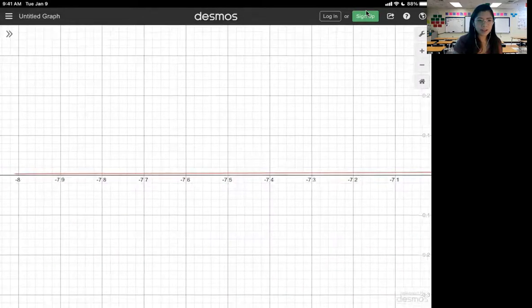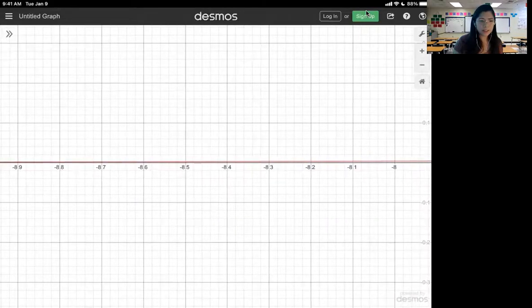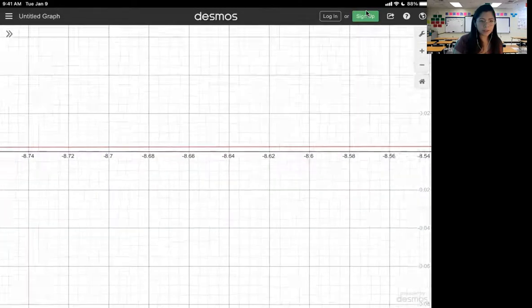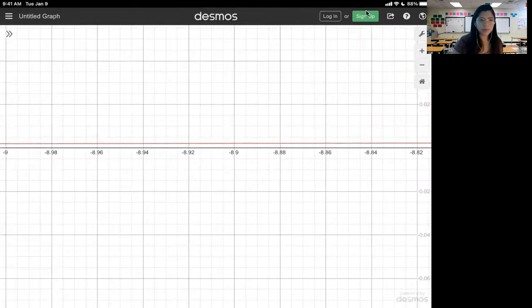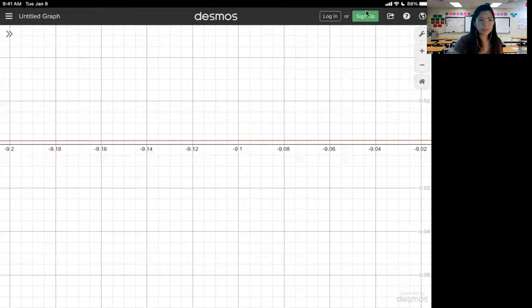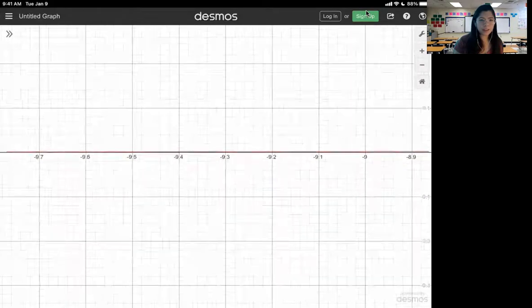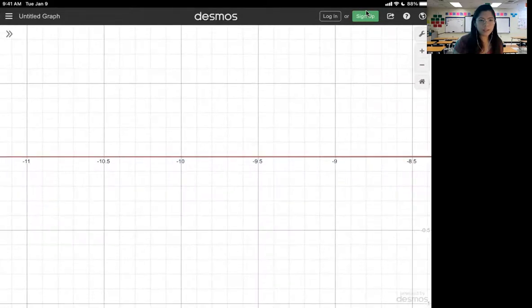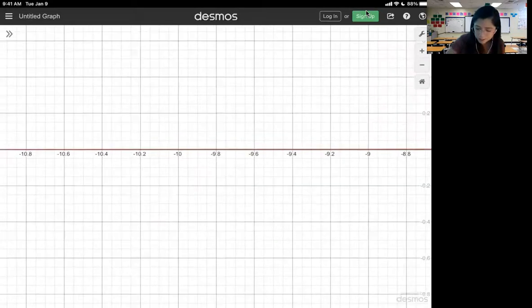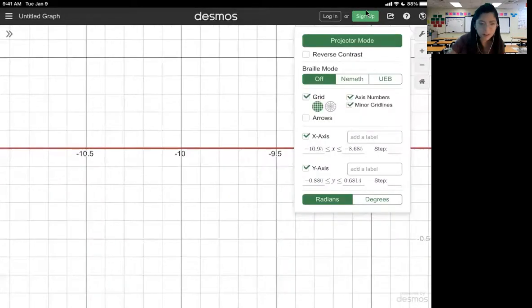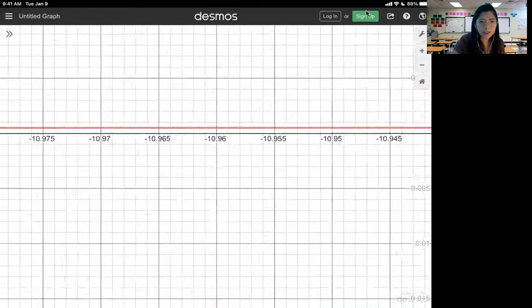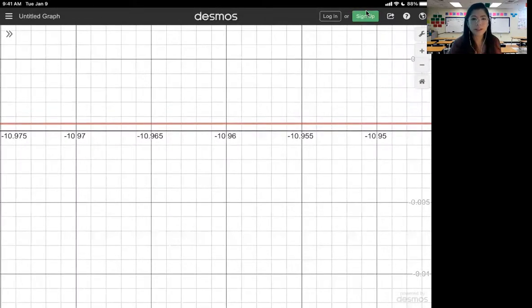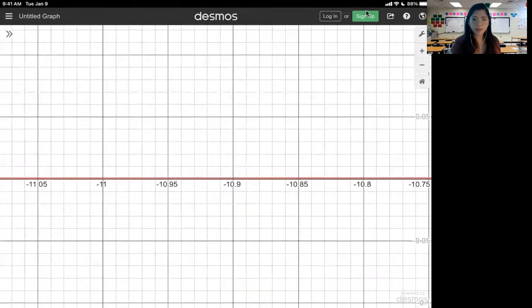No. It never, ever will. Even when it looks like it's about to, if I keep zooming in even further, it's not going to touch it. So let me zoom back out. See how you can barely even tell that it's there. Let me make it a little darker. Okay. You can barely tell that it's there, but if I zoom all the way in as far as I can, it's still not touching the x-axis. And it never will.